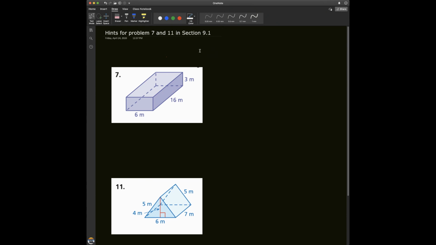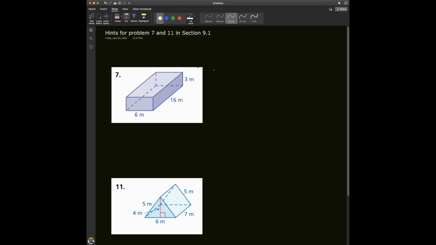Hey everybody, Mr. Odom here, and for section 9.1, surface area of prisms, I'm going to give you some hints on how to solve these problems. So here's number 7, and what do we need to do? We need to find the surface area.